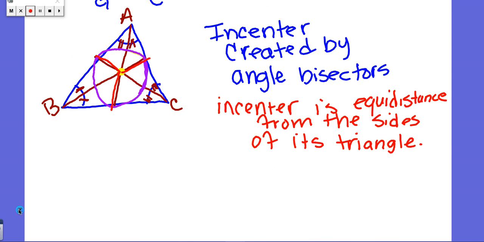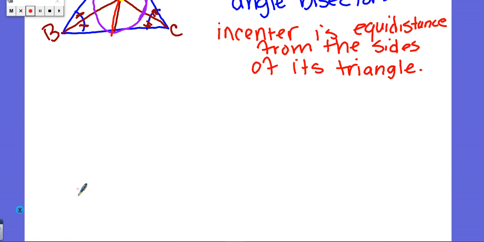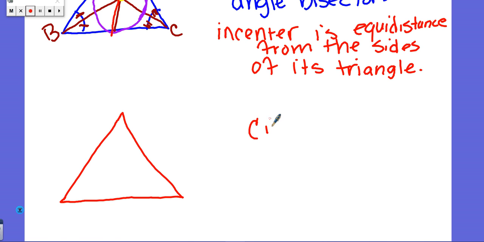Let's do the circumcenter next. So this is a special one too, because sometimes the circumcenter can be outside of the triangle, depending on what type of triangle you have. Sometimes the circumcenter can lie on the outside of the triangle. So circumcenter. The circumcenter is created by perpendicular bisectors.